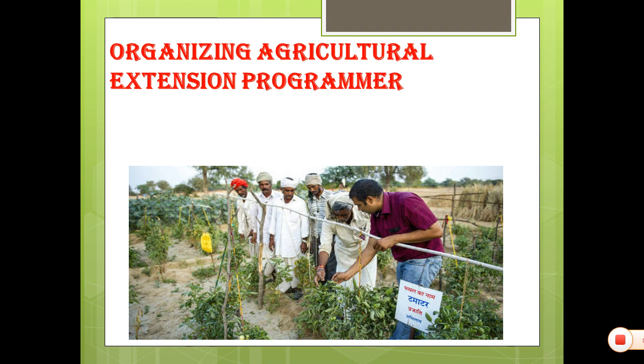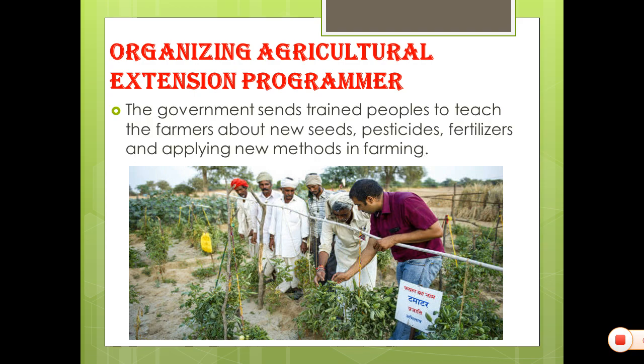Organizing an agricultural extension program. Under this program, people from the government reach every field. They explain and also give training on how the farmer needs to use the seeds, pesticides, and fertilizers, and apply new methods in farming to get a good yield.